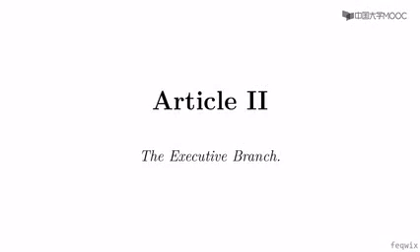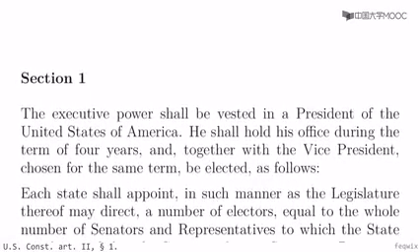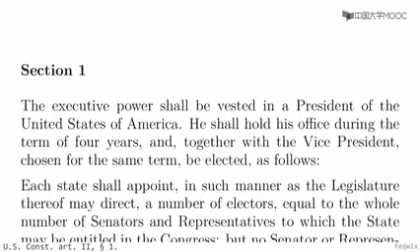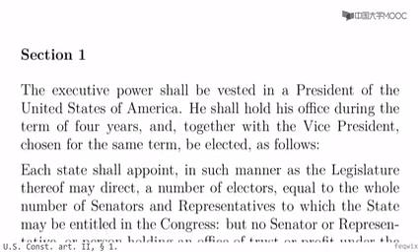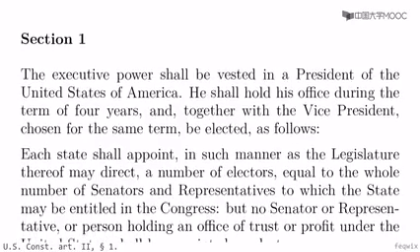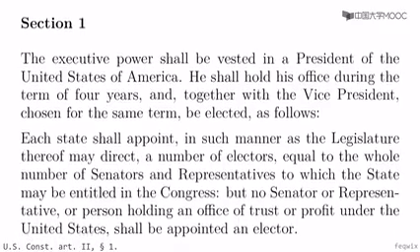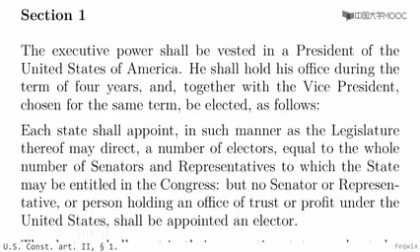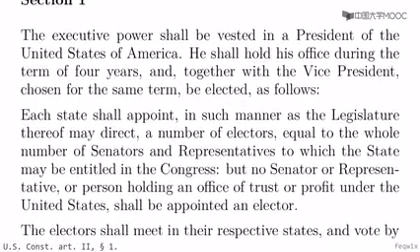Article 2. Section 1. The executive power shall be vested in a President of the United States of America. He shall hold his office during the term of 4 years, and, together with the Vice President, chosen for the same term, be elected as follows.